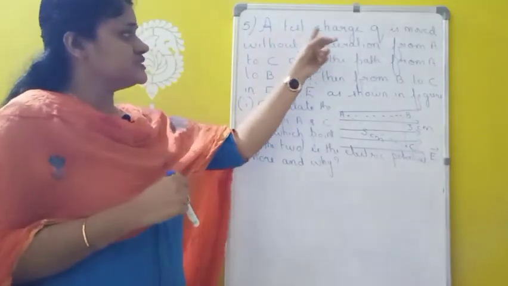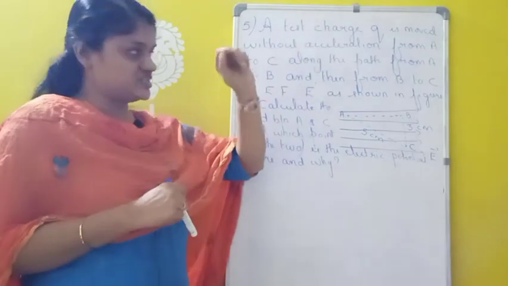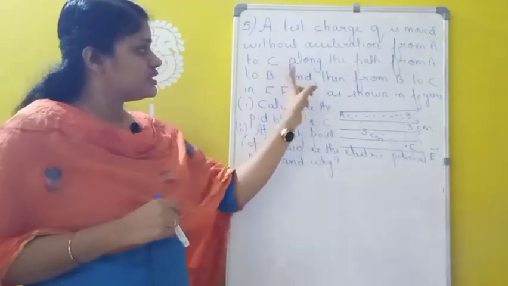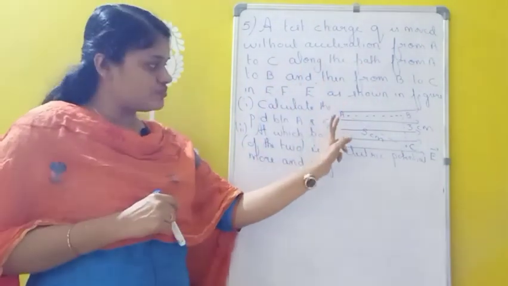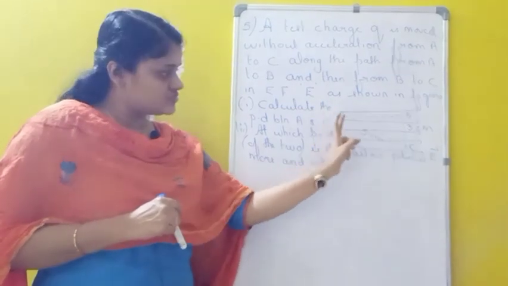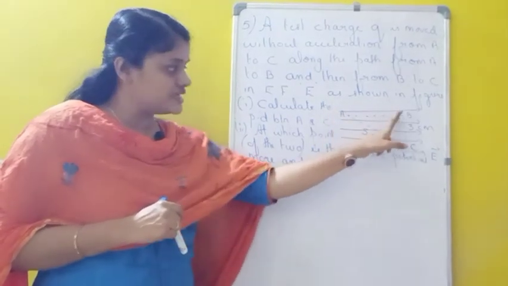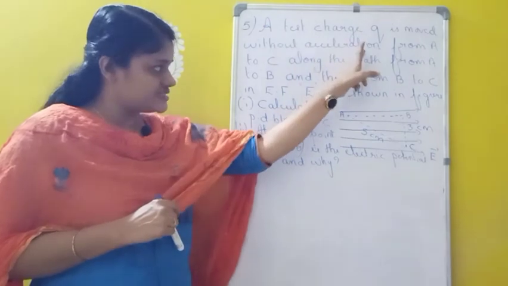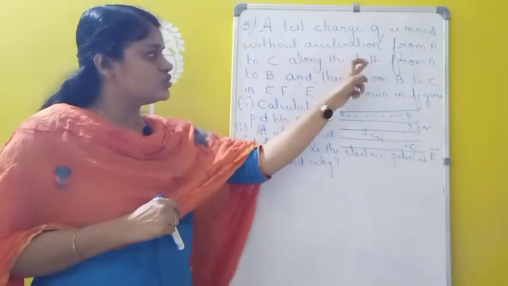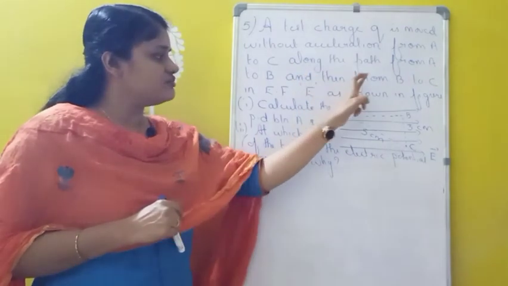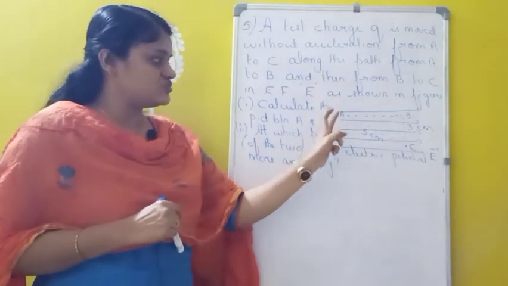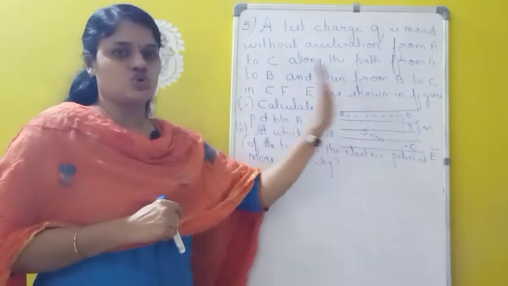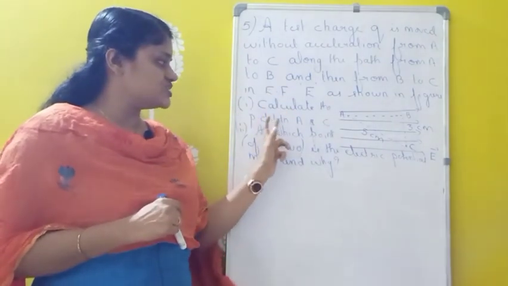Fifth problem: a test charge Q is moved without acceleration from A to C. So we are moving this charge first from A to B, then from B to C, in electric field E as shown in the figure. So we have to calculate the potential difference between A and C.